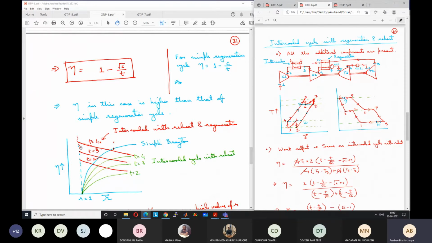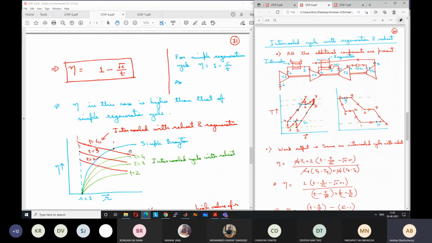So for the intercooled cycle with reheat and regeneration, we know that the scope of regeneration is very high, so we expect the efficiency to be very high. This line should be higher than the simple regeneration cycle or even the regeneration cycle with reheating or the regeneration cycle with intercooling. So in this case, we expect the efficiency to be highest among all the cycles. At some point, the efficiencies will cut the simple Brayton cycle, and that will happen at high values of R. And at that point, the simple Brayton cycle has the highest efficiency.